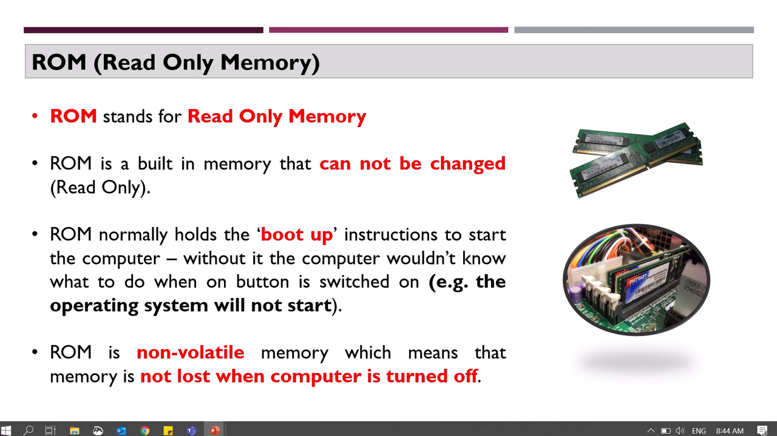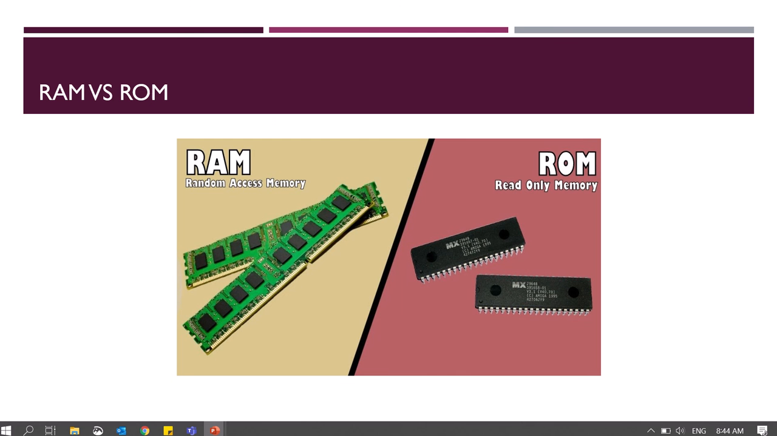So for example, every time you turn on your computer, you see the startup of the Windows or Apple software. Why is this? Because the Windows operating system is stored in the ROM, which is the read-only memory, and the read-only memory is non-volatile. Non-volatile means memory will not be lost when the computer is turned off.